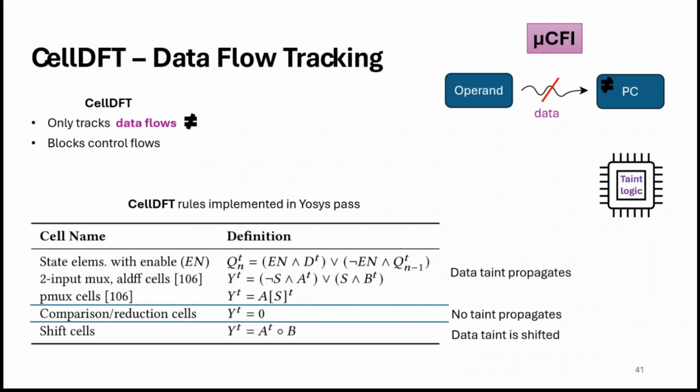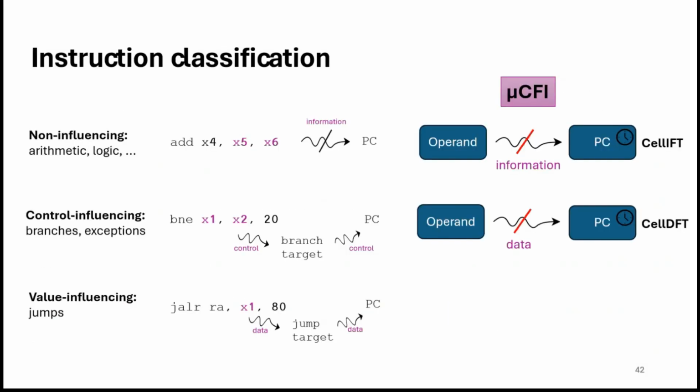These are the detailed rules you find in the paper, how we implemented this. And then we categorize the instructions into these categories and verify, for example, the arithmetic ones with CellIFT, the control-influencing ones with CellDFT, and the indirect jumps we don't verify at all, because they're by specification supposed to change the program counter. So you should never let an attacker pass data to it anyway.